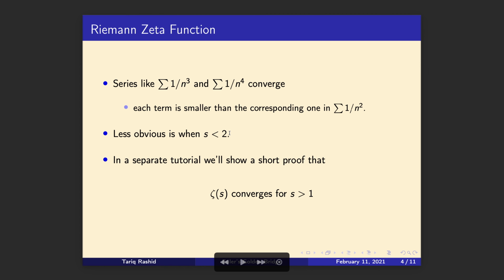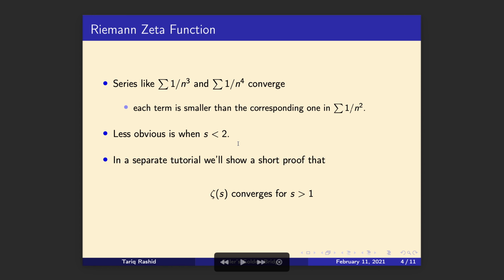But less obvious is when s is less than 2. We know that when s is 1, the harmonic series, that diverges. We know that when s is 0, the series turns into 1 plus 1 plus 1 plus 1, which diverges. But what about 1.5, 1 2/3, 1.785? That's not so obvious.